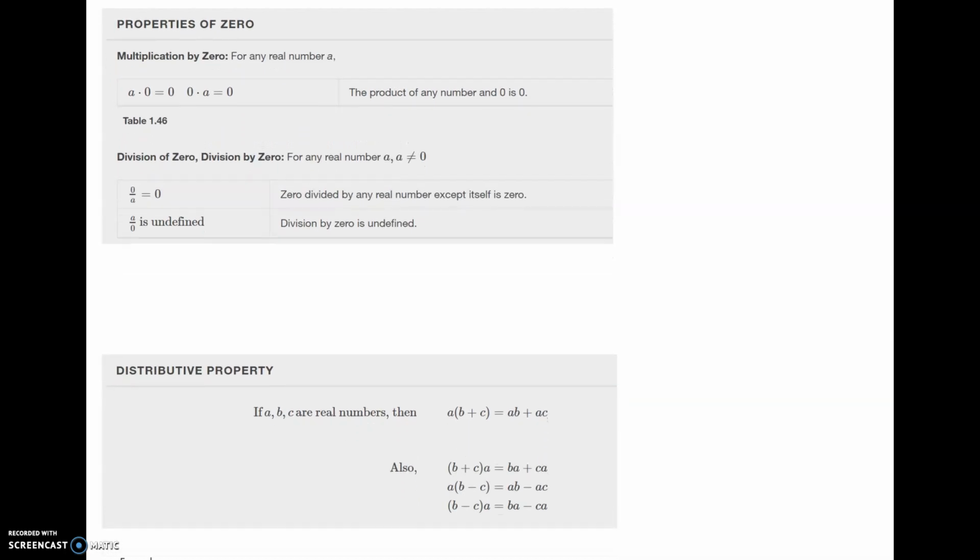So properties of 0. Again, we've talked about these before, we just haven't called it the property of 0. We have multiplication by 0. So if I were to multiply anything by 0, I'd end up with 0. And that's what this is showing us here. And then if I were to divide 0 by any number, you'd end up with 0 as your answer. However, if I were to divide a number by 0, then you'd get undefined. And again, we have talked about this in the previous video, but we haven't actually called it property of 0.